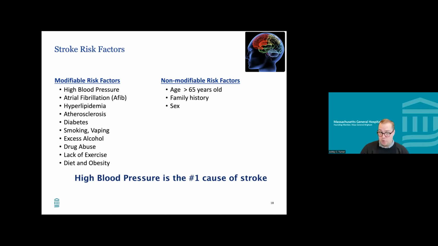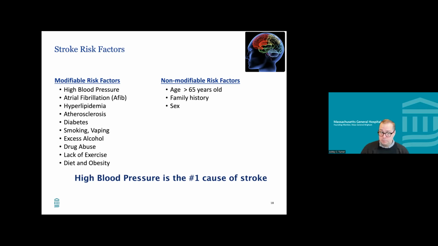And so AFib is a major stroke risk factor that we would want to identify should a patient have that. Hyperlipidemia or high cholesterol, atherosclerosis, which is plaque buildup in the blood vessels, can be due to some blood pressure and cholesterol, but we do look at it as a risk factor as itself, and diabetes can also contribute to that, atherosclerosis that is, but is also a risk factor that we want to optimize.